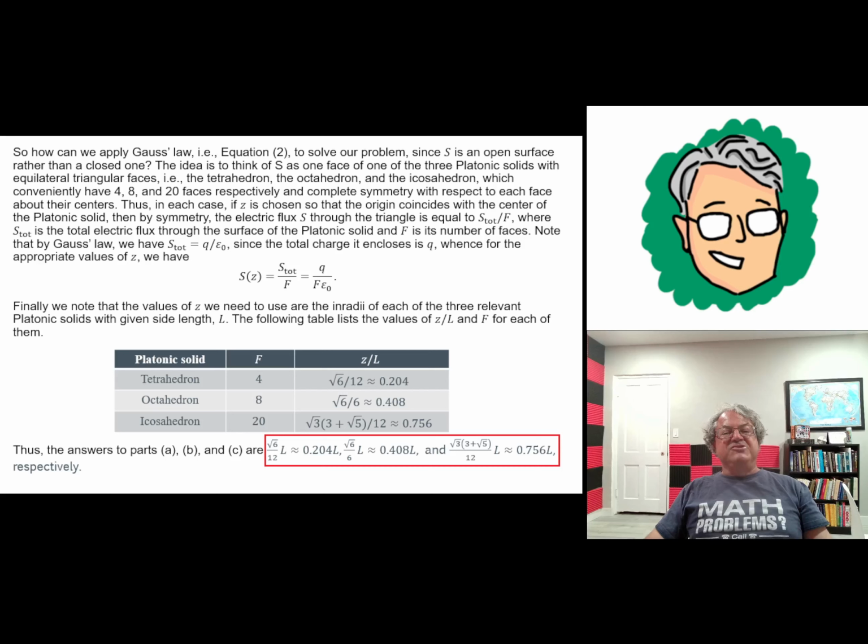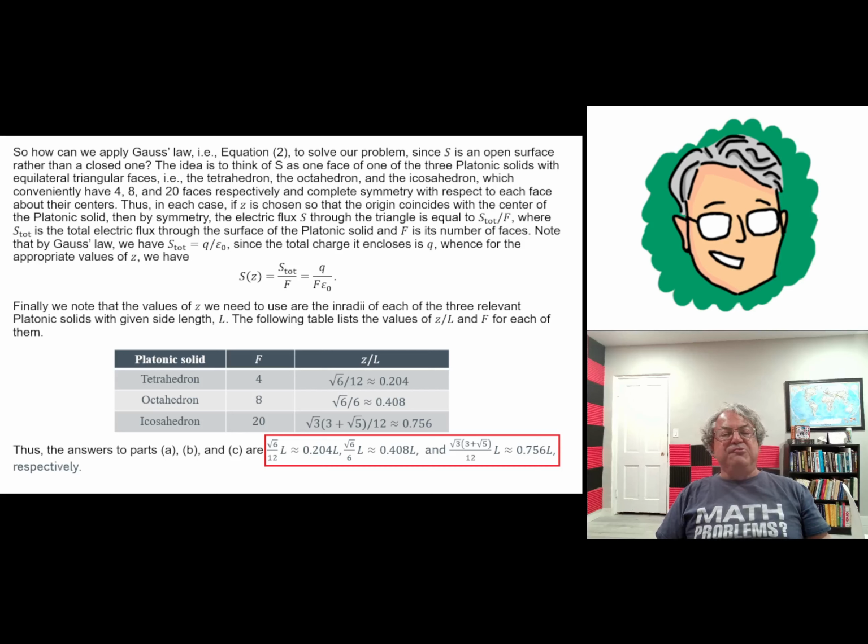So the in radius, I just looked these up on Wikipedia. The in radius of a tetrahedron in terms of the length of its side is square root of 6 over 12 times the length of the side. And that's approximately 0.204 L. So that's the answer for part A. It's exactly square root of 6 over 12 times L, which is approximately 0.204 L, since that's the inner radius of a tetrahedron of side length L.